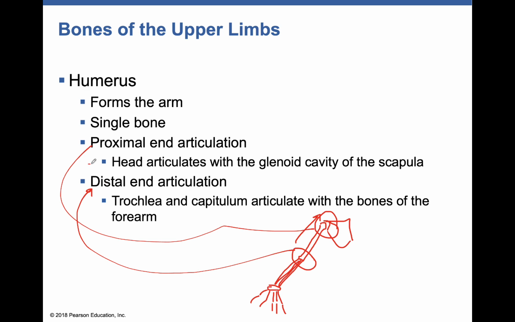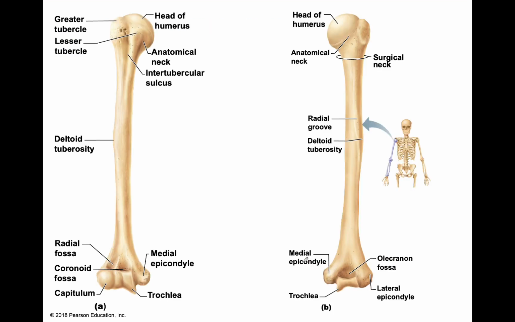What I need you to know is what is found at each of those ends. So at the proximal end, which we covered in the last few slides, you have the humeral head articulating with the glenoid cavity of the scapula. The distal side of the humerus has what's called a trochlea and a capitulum. These are two structures that are found on the actual humerus bone. These two structures articulate with the radius and ulna, and I'm going to show you a picture of that right now.